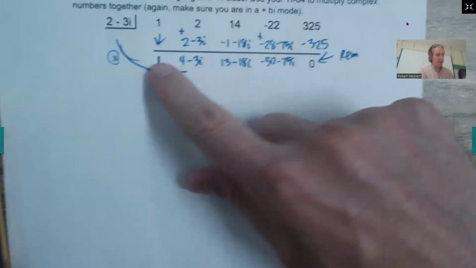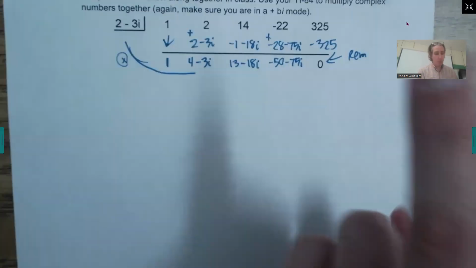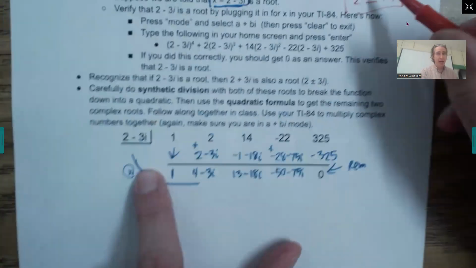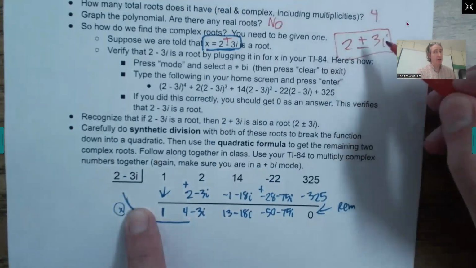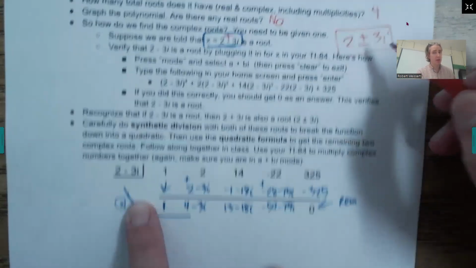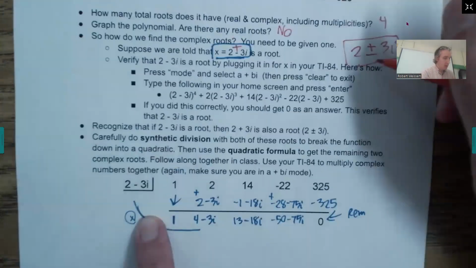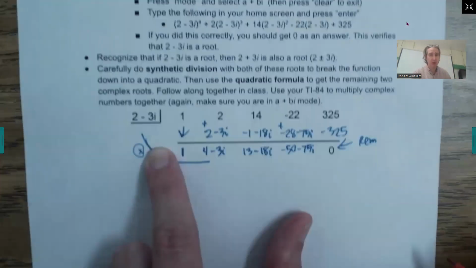So now I just made this more complicated, but what I'm going to do is realize, hey, these come in pairs. So it's not 2 minus 3i, it's 2 plus or minus 3i. I got another root. I'm going to use that one in my next one.